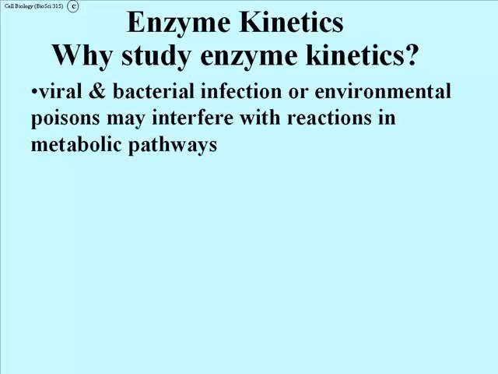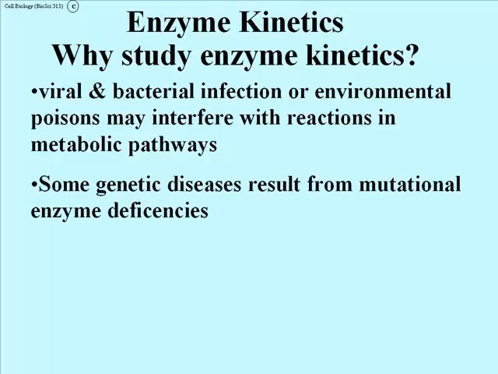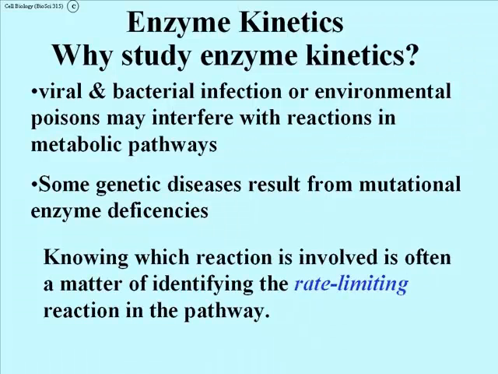Viral and bacterial infection or environmental poisons could interfere with a specific enzyme in a metabolic pathway, and if we don't know which one is involved, we would in fact do enzyme kinetics on all of the enzymes in the pathway and identify the one that was causing the problem. Maybe we could come up with a therapy as a result. As I said, some genetic diseases result from mutations in the genes for enzymes that cause an immediate enzymatic problem. So knowing which reaction is involved is often a matter of identifying what is called the rate-limiting reaction in a pathway, the slowest reaction in a pathway.